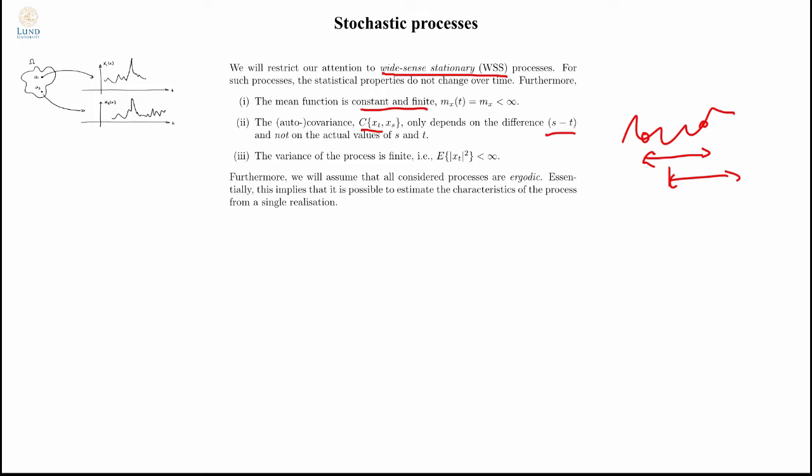We also assume that the variance is finite, which is of course not a problem for anything that is a real measurement. We will also assume that all processes are ergodic. But basically, this only means that it is possible to estimate, for instance, the mean from the realization. If a process is not ergodic, it is not possible to estimate the mean from realization. You have to have the ensemble of all possible processes to be able to estimate it. So from a practical point of view, that of course would make that a very bad model. So in our case, we will always assume that the models are ergodic.